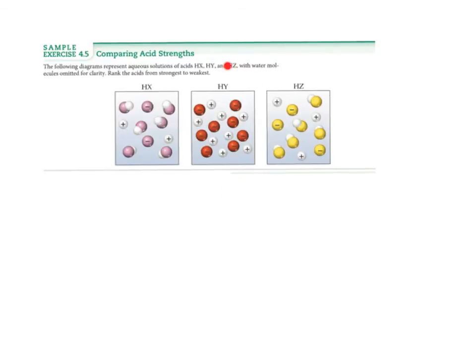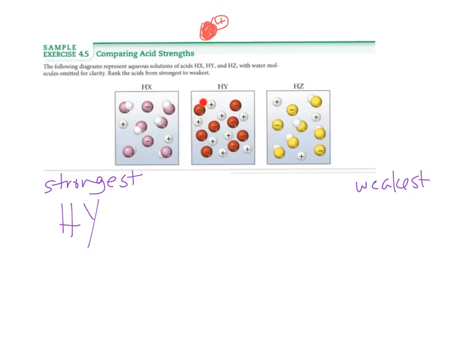HY is the strongest acid. So I'm going to write that here. And the reason HY is the strongest is because if it started out as a negative ion paired with a proton, this has completely broken up into anions and hydrogen protons, the white things that have the positive charge. It has completely dissociated.